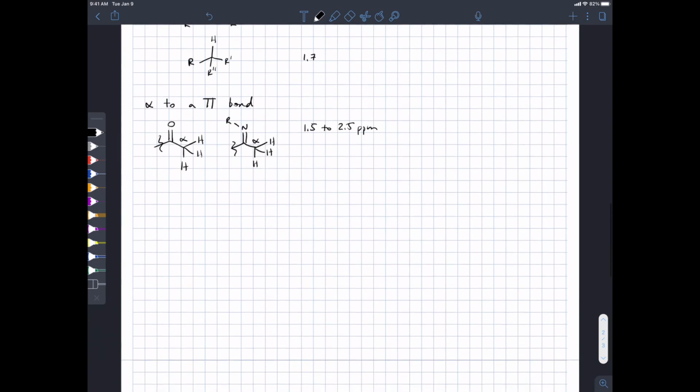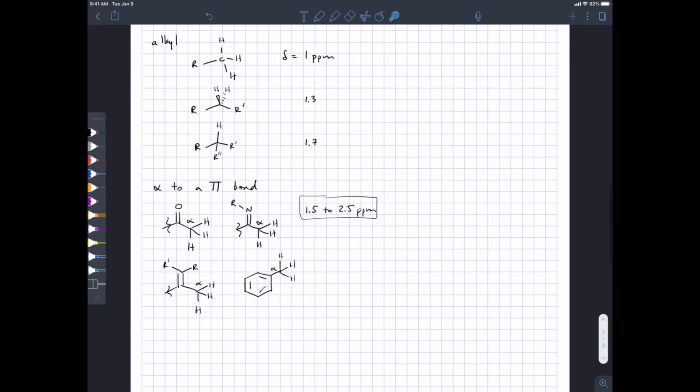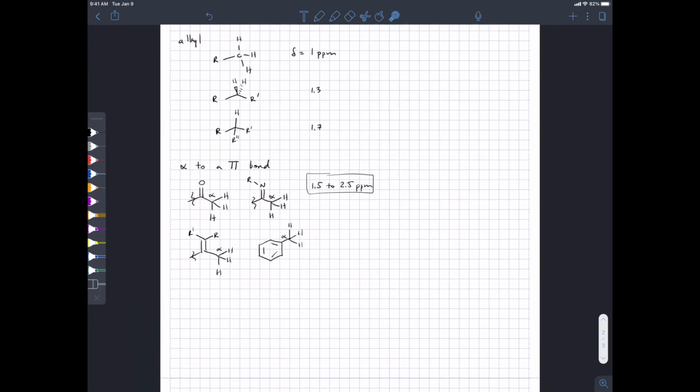Interestingly, you can show up in this area of the spectrum too if you're just alpha to a regular ordinary everyday carbon-carbon pi bond. And also if you're alpha or on a carbon that's attached to a benzene ring, again, alpha to a pi bond, you tend to be in this area of the spectrum. Though if you're alpha to a benzene ring, you might be even just a little higher because of that de-shielding effect that we talked about. Okay. Questions so far? So some functional group pattern recognition is useful here.